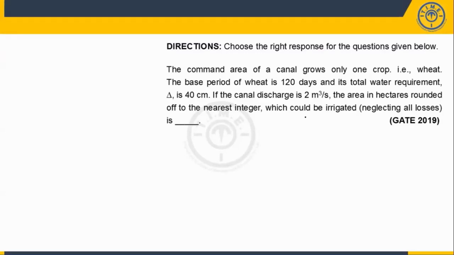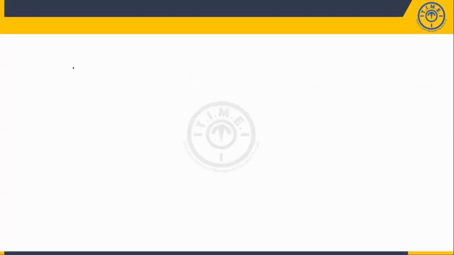Duty means the number of hectares of land irrigated by 1 cubic meter per second of discharge. If you have any doubt, what is duty? With 1 meter cube per second of discharge, how much area in hectare can be irrigated? Therefore, duty equals A by Q. That is, with per unit discharge, how much area you can irrigate.